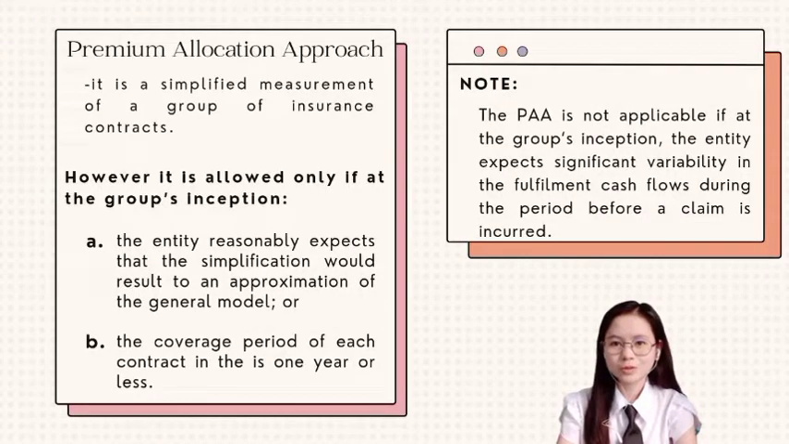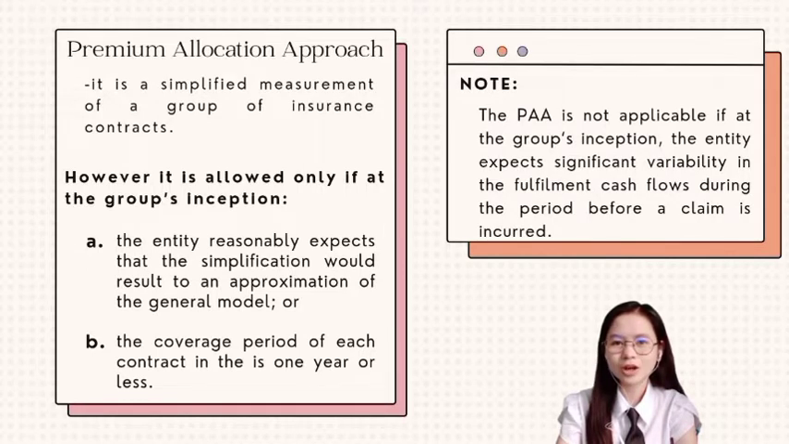Premium allocation approach. An entity may simplify the measurement of the liability for remaining coverage of a group of insurance contracts using the premium allocation approach. In other words, premium allocation approach is a simplified measurement of a group of insurance contracts. However, it is allowed only if at the group's inception, the entity reasonably expects that this would be a reasonable approximation of the general model, where the coverage period of each contract in the group is 1 year or less.